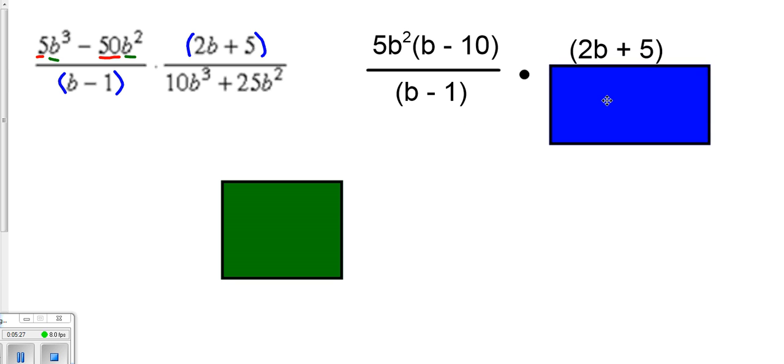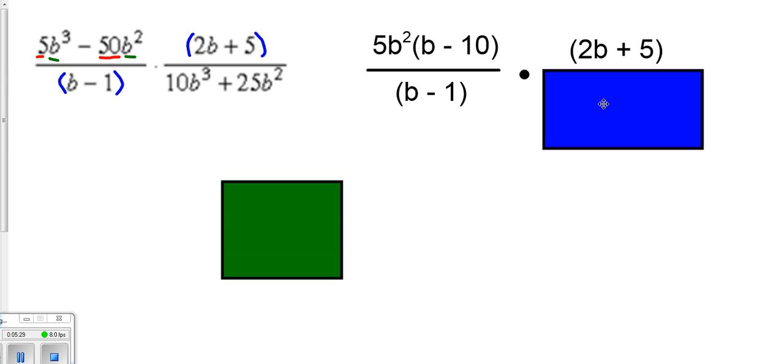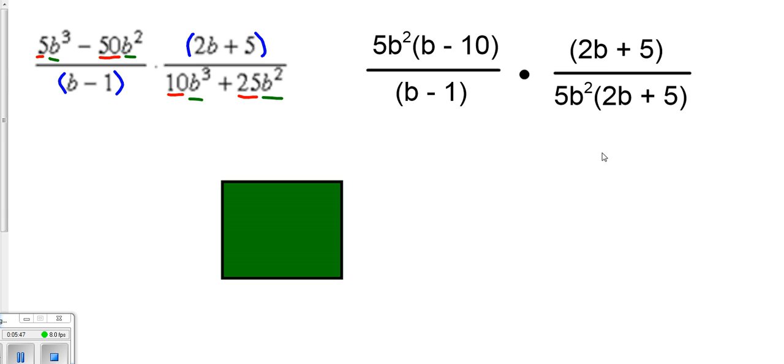Over here, the top of 2b plus 5 had to stay. Let's look at what we can take out of these ones. 10 and 25, we can pull a 5 out of each of those, and we can take a b squared out of those two. So our bottom piece, or our denominator over here, becomes 5b squared, and then 2b plus 5.